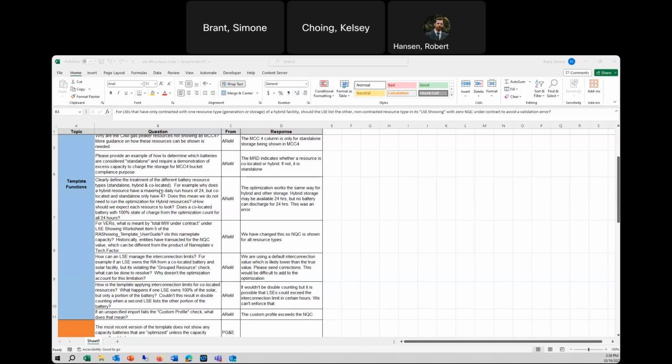It wouldn't be double counting, but it's possible that if the other LSE showed the battery at, say, noon, then it could exceed the interconnection limits. But that's something that we can't control for. We can't have the LSEs coordinating how they do their RA showings. So we just ask you to be consistent within your own showing, but you don't have to worry about what somebody else might do with the portion they have under contract.